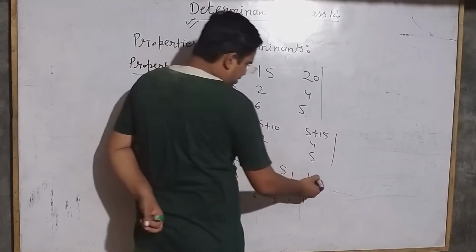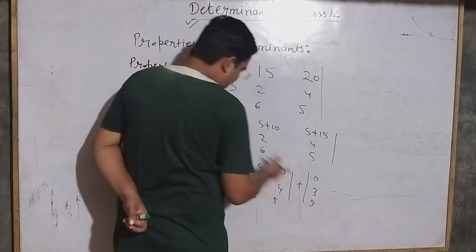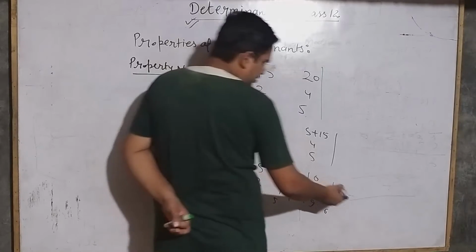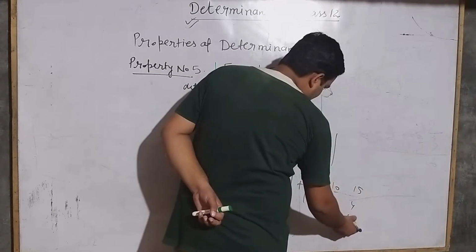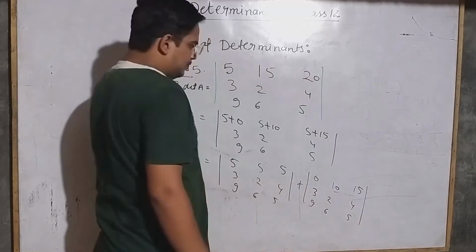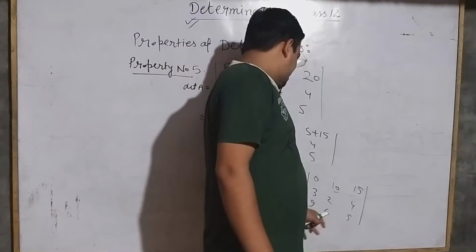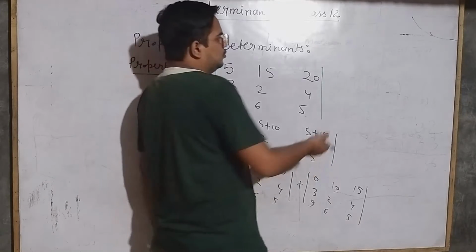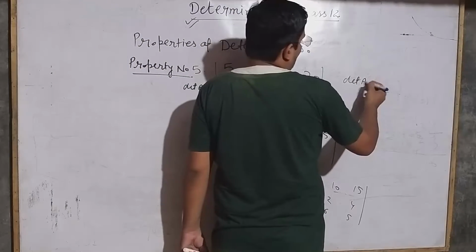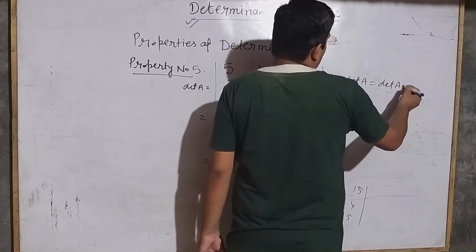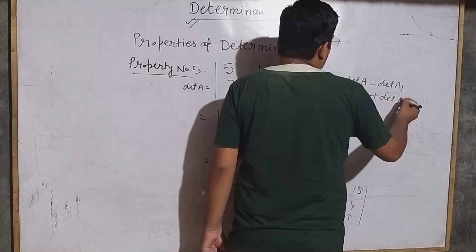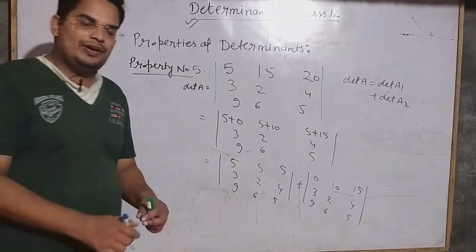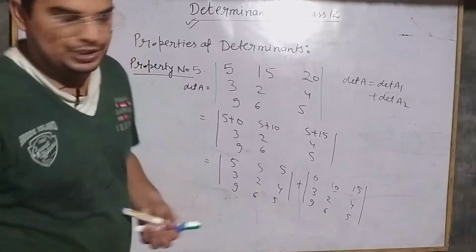What will you get? You will get 0, 3, 9, 10, 2, 6, 15, 4, 5. So the other part is 0, 10, 15, 3, 2, 4, 9, 6, 5. So any determinant can also be written in the form of two determinants. Like the determinant of A can be written as determinant of A1 plus determinant of A2. Like this. Okay, so I hope all of you are getting my point. Okay, fine. Let's see the next topic. What is the next topic?